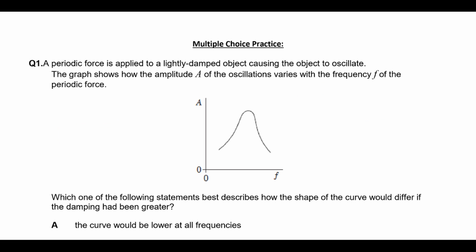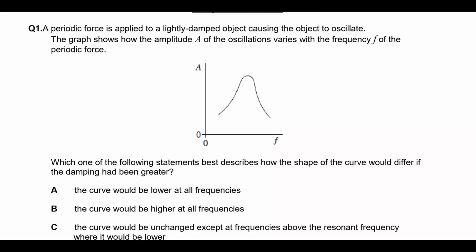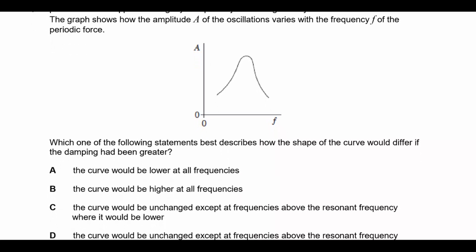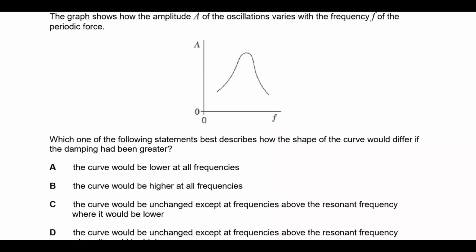All right, so let's have a look at some multiple choice questions to do with this. We've got a periodic force being applied to a lightly damped object, and a graph of amplitude against frequency. What we can see from this graph is a resonant peak here. So this must be the natural frequency or the harmonic of the natural frequency of the system.